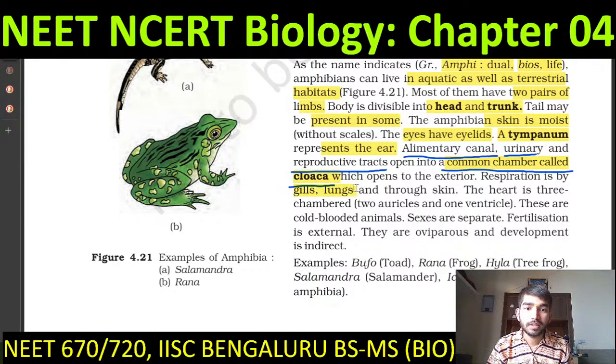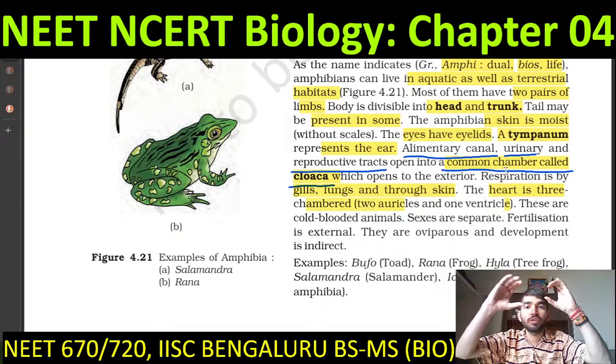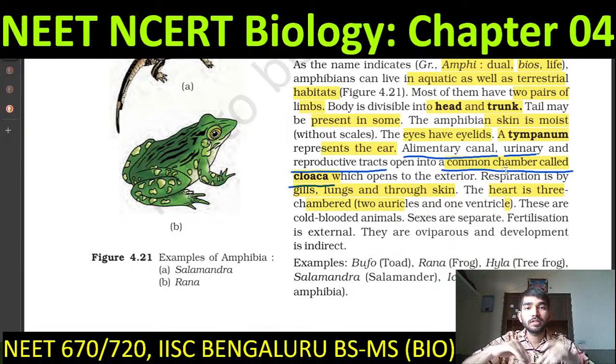Respiration is by the gills, lungs, through the skin. So there are multiple ways to respire for an amphibian, and the heart is three-chambered. So from two-chambered fishes, you have three-chambered amphibians. Here, two auricles, one ventricle. So two auricles, and then they come together in the single ventricle. So there is mixing of the oxygenated and deoxygenated blood that was coming from the lungs and different parts of the body. These are again cold-blooded.